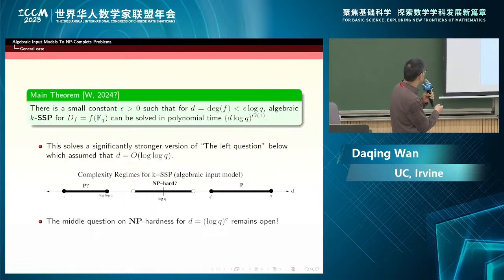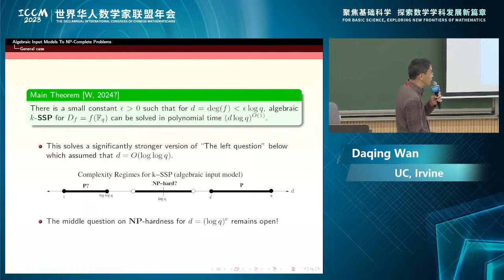Putting all of those together, we can prove that as long as your degree d is bounded by some small epsilon times log q, then the algebraic subset sum problem for our algebraic model can be solved in polynomial time. Looking at this picture, which we proposed for the algebraic input model, when d varies in the parameter, that part is dynamic programming, which is easy. This part is already non-trivial. This part we do not know; it's supposed to be difficult. What we can prove is something much bigger than this range, up to epsilon log q, and that is actually a polynomial time algorithm. But the middle part we still do not know. It's supposed to be NP-hard, but we cannot prove it. So that's the main result.